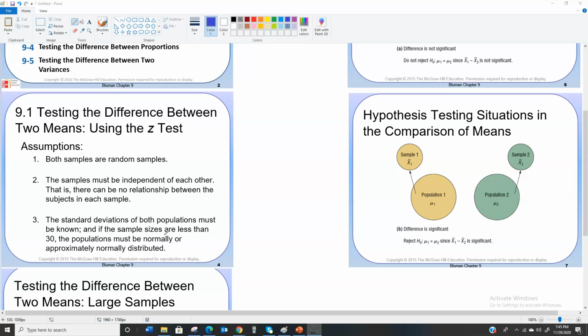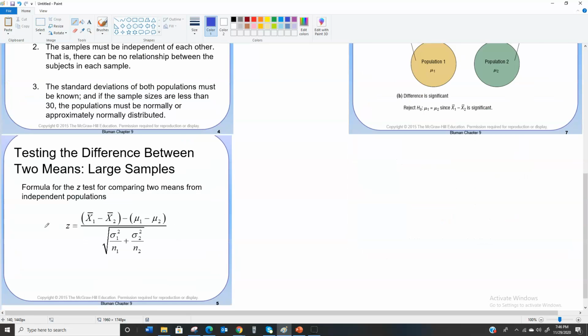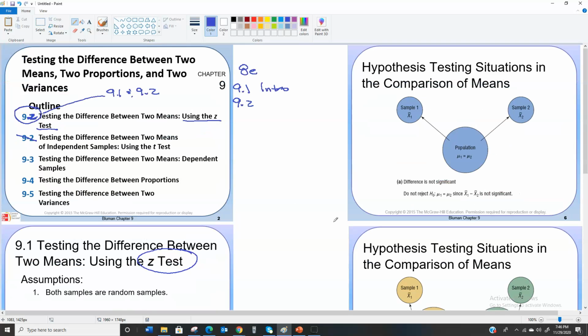The standard deviations of both populations must be known if we're going to use a z-test. Of course, if we don't know the population standard deviation, we can still do this. We just have to use a t-test and do the degrees of freedom. This is the formula that we're going to be using. I'm not really going to talk about it right this minute because it doesn't really make a lot of sense what we're doing with this new z formula until we see what we're trying to look at. So I'm going to go to this next slide and talk about what we're trying to compare.